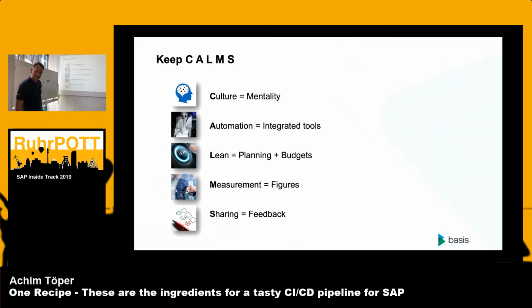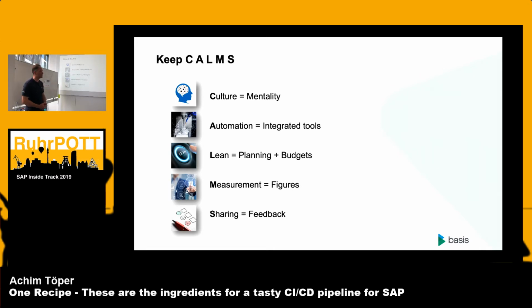So just here again, culture. It's about mentality. Automation, the integrated tools. Lean, it's lean about planning, but also about budget. So you have no big budgets like in earlier times when it was said, okay, build me a software, I have a $1 million project here, just build whatever you want. No, it's about lean budget also, it's about lean management and lean principles, even lean user experience and such things. So this is also an important part of that CALMS word.